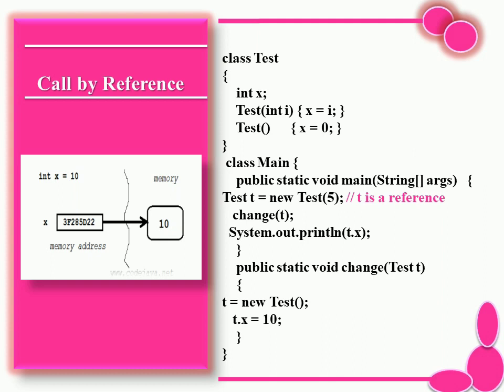Test t is equal to new Test of 5. So t is a reference variable and this t has been passed to the change method. So what is the change method here? The change method has to print the value of x, which is equal to 10. So here t acts as a call by reference. With the help of the reference t, we are printing the value of that variable. Okay, so this is about call by reference.